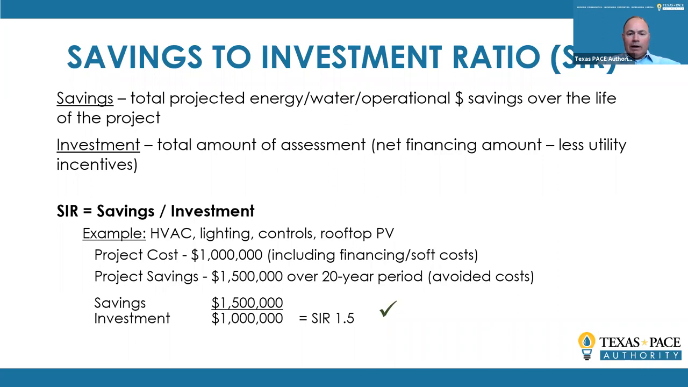So key to qualifying a project for PACE is meeting a savings to investment ratio, or SIR. The way this is calculated, for the savings component, we look at the total projected energy, water, and operational savings over the life of the project. Now the energy and water savings is pretty straightforward. That would be the avoided units of consumption based on historic utility usage.